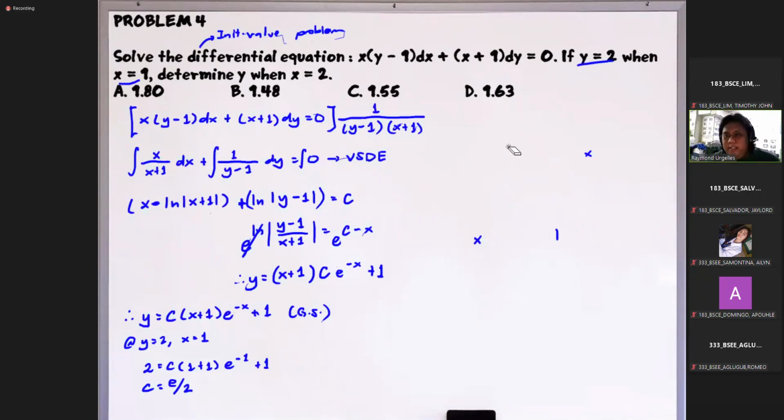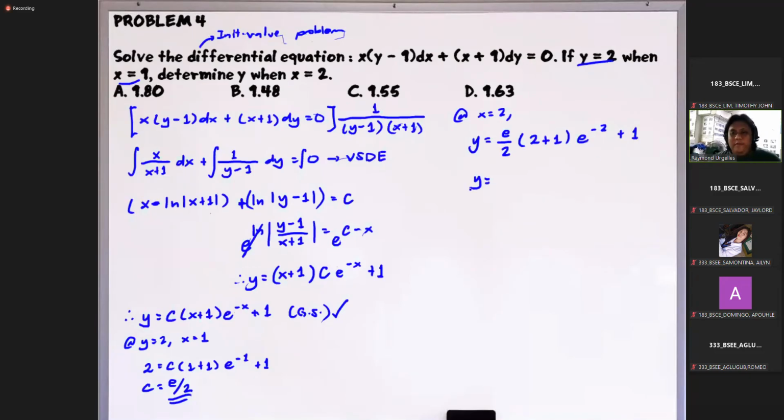So what is our next step? We solve what the problem asks. At x equal to 2, we need to solve for y. Using this equation, y is equal to, again, our constant c is e over 2, multiplied by x plus 1. The x is 2, I replaced it right away. Then e raised to negative 2, then this will be plus 1.